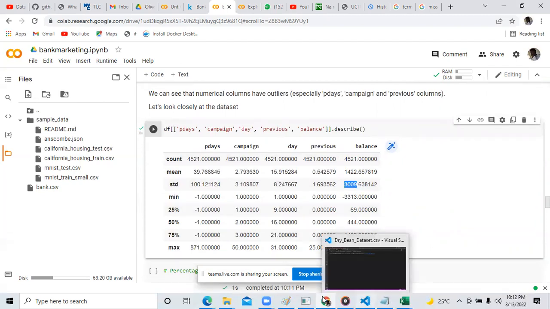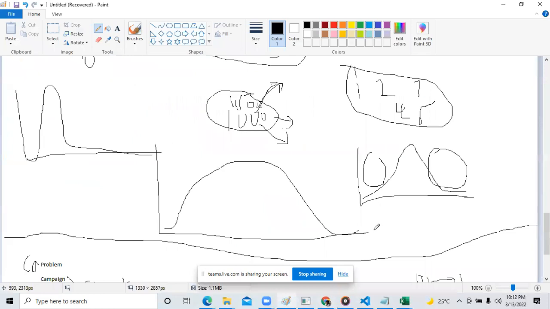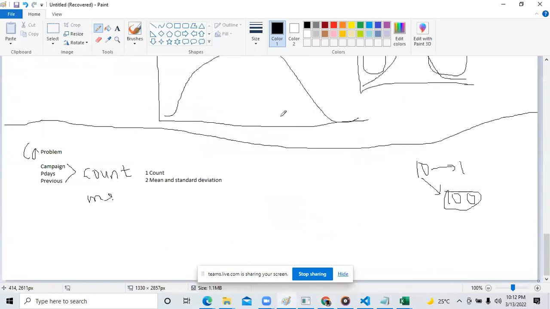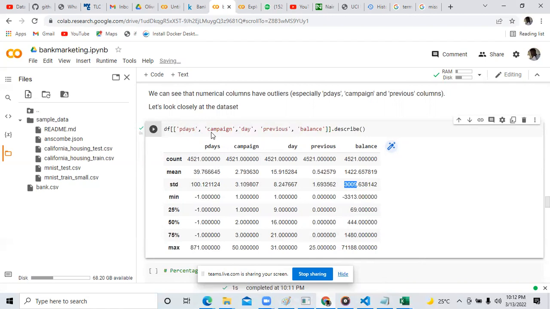Remember I told you that our goal is to have a normal equation. These are the reasons why you are not going to have one. The first thing is if the count is not steady. The second is if the standard deviation is more than the mean, then you're not going to have a balanced data set, and you're going to have very serious problems.